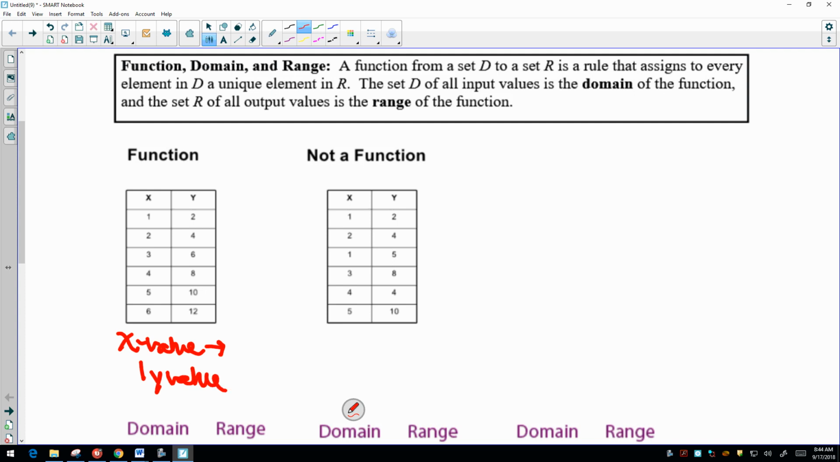Different from when I'm looking at not a function. So if I thought of that same concept, the x value goes to 1 and only one y value, well, here's where it fails. See the x value of 1, and I'm noticing it's going to 2 different y values. Okay, that's where the function breaks down. The x value does not have a unique y value.